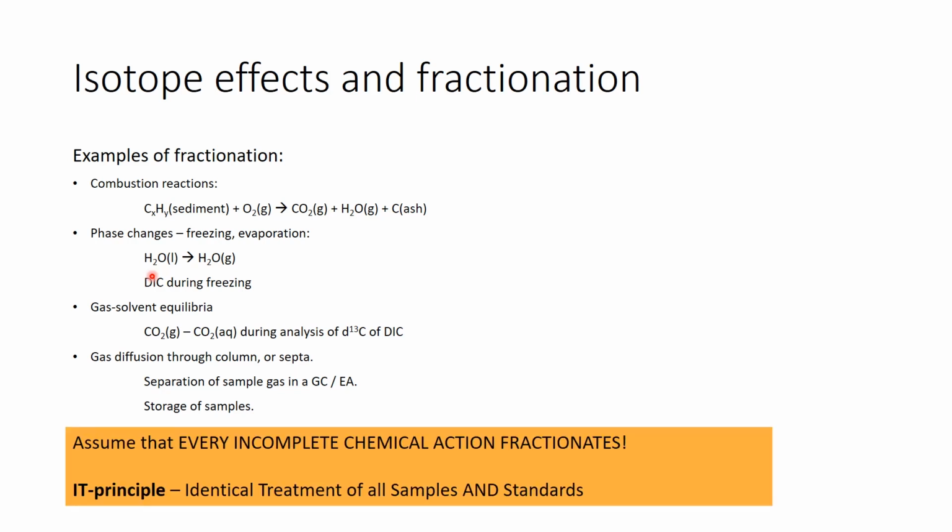So in general, I would say that we should assume that every incomplete chemical reaction fractionates. And by incomplete, I mean that if a reaction, such as a combustion, is not perfectly completed, that is, that we don't have any ash at all, then we will get some fractionation. This means that we should follow the IT principle, the identical treatment of all samples and standards.